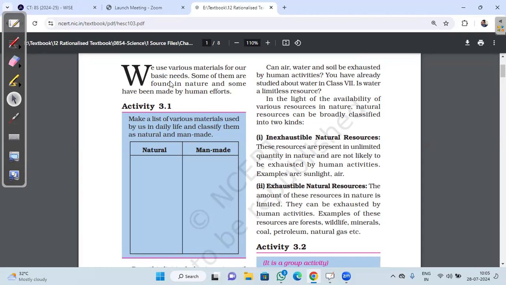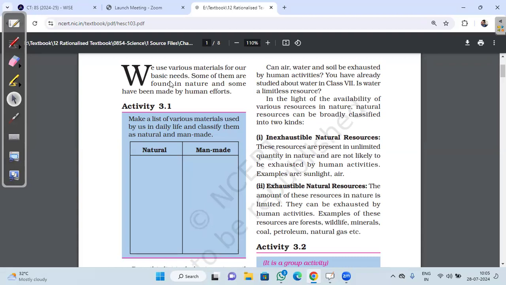Now here we study exhaustible and inexhaustible natural resources. What are exhaustible natural resources? Minerals, forests: these resources are limited, and once they are consumed, they take millions of years to be formed again. Exhaustible ones get completed, but inexhaustible ones never end.